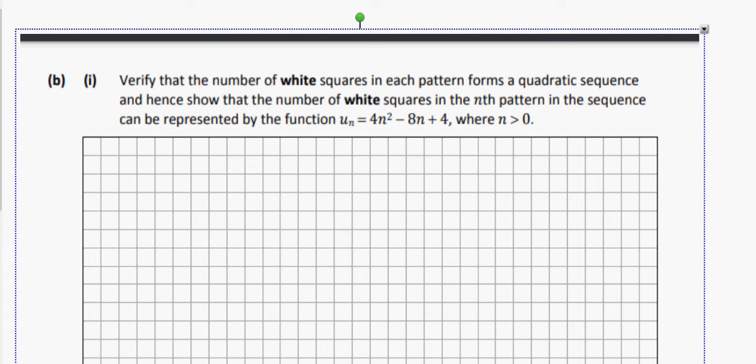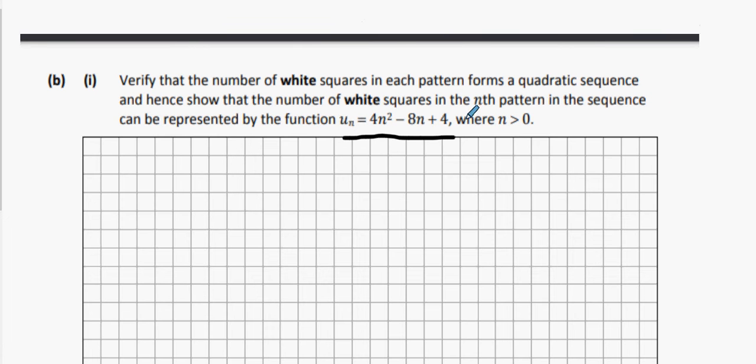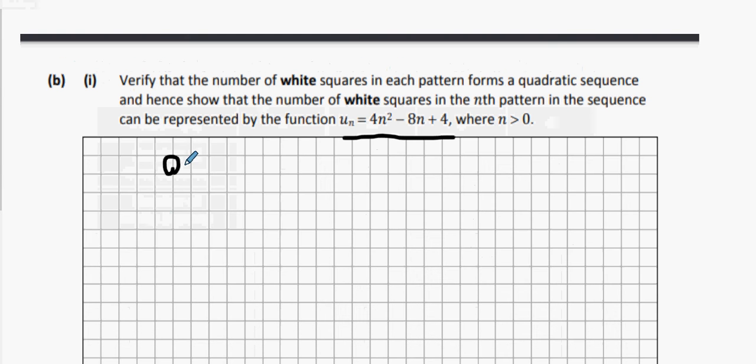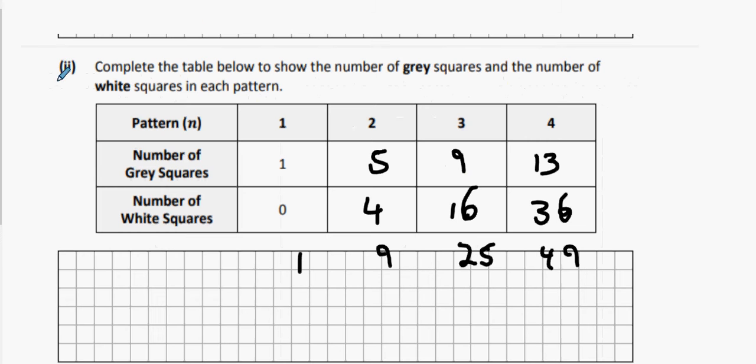Verify that the number of white squares in each pattern forms a quadratic sequence, and hence show that the number of white squares in the nth pattern of the sequence can be represented by this function here. Alright, no bother. So it's 0, 4, 16 and 36. Is that correct for the white ones? Okay.